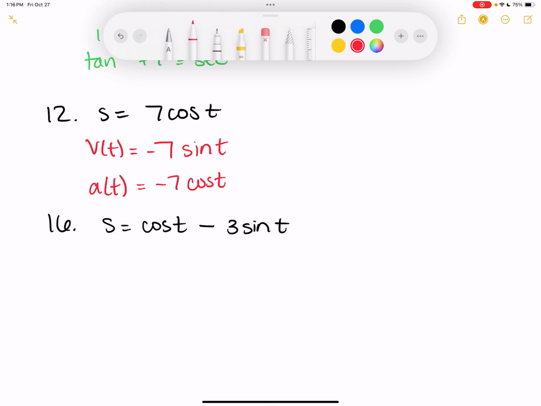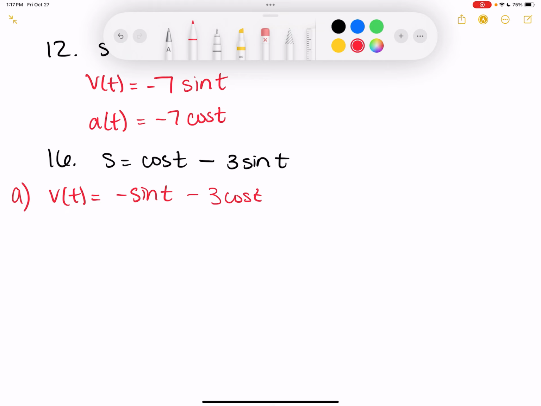So the first thing I need to do is velocity, speed, acceleration, so then I can do part B under it since I'm actually plugging a value in. So part A, v of t is equal to what? So take the derivative. So negative sine t minus 3 cosine t. And then speed would be what? I might actually just do B underneath of it and then bring A for speed down here. So this is velocity.